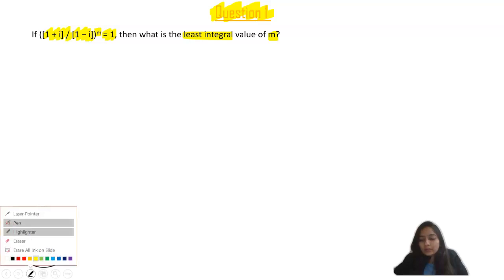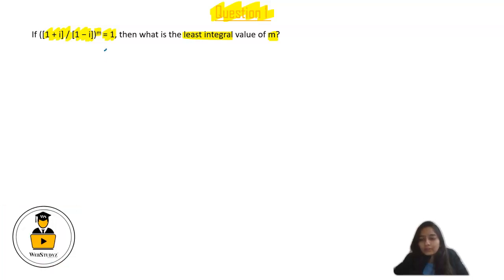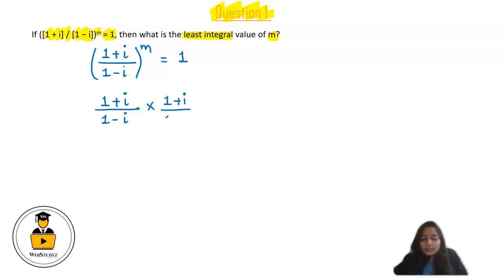So what is given to us? We are given that (1 plus iota) divided by (1 minus iota), raised to the power m, is equal to 1, and we need to find the least integer value of m. First of all, as we have iota in the denominator, we will rationalize it. On rationalizing, we have (1 plus iota) divided by (1 minus iota), multiplied with (1 plus iota) divided by (1 plus iota), raised to the power m, and this is equal to 1.